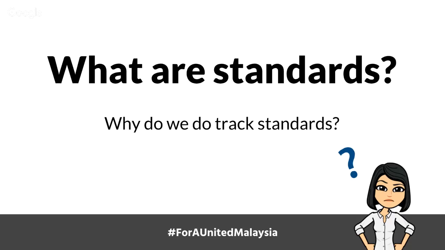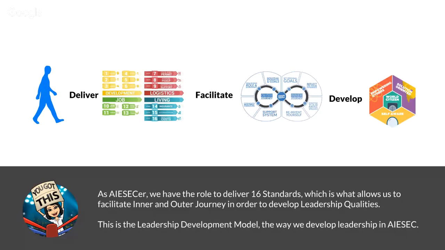As Isaacers, we have the role to deliver the system standard, which allows us to facilitate the inner and outer journey for the EP in order for them to develop their leadership qualities. How it happens is that you, as an Isaacer together with the IGV part, deliver 16 standards for your EP. When the 16 standards happen, it is the entire outer journey that happens for them: individual goals, support system, multiple stakeholders, and all these things. It facilitates the inner journey, when they reflect on their growth and their entire exchange journey.